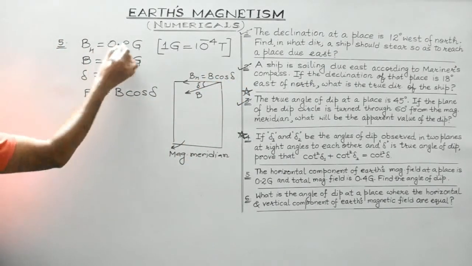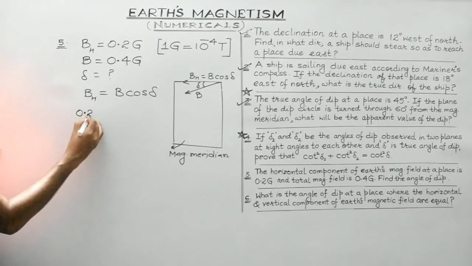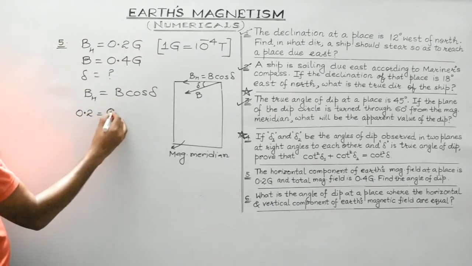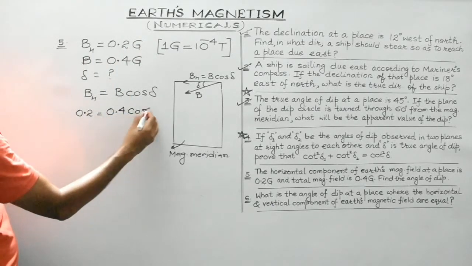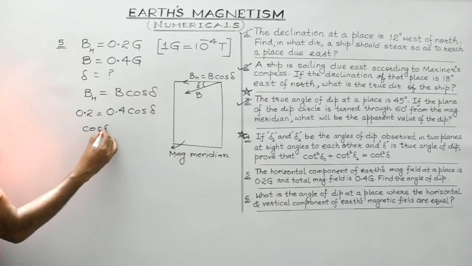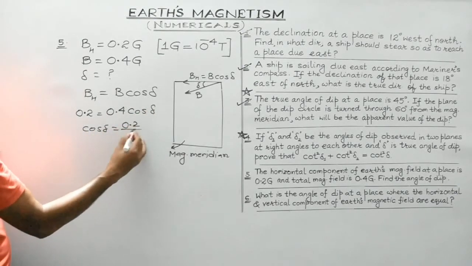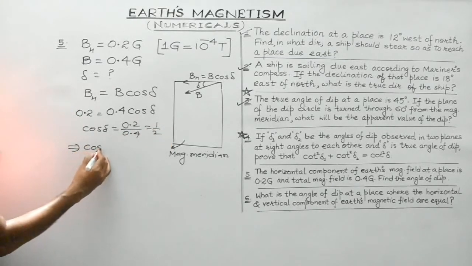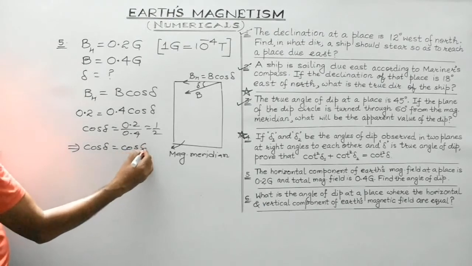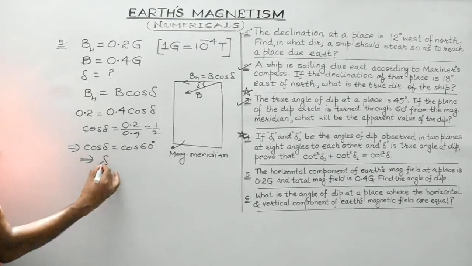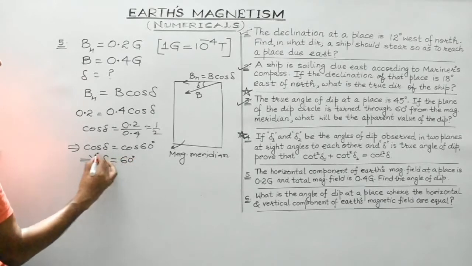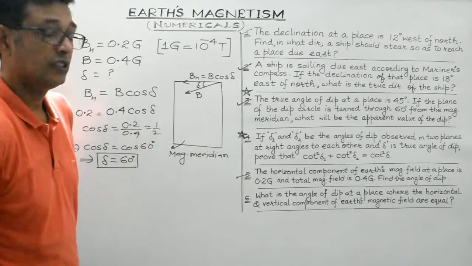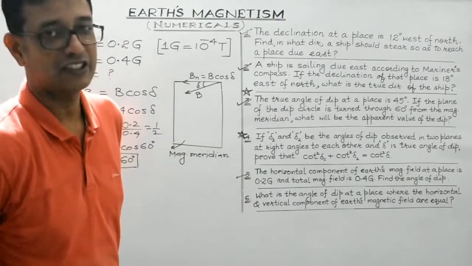Now let's substitute the value. BH is 0.2 Gauss. No need to change the units because both are of the same units. So it is 0.4 cos δ. Therefore, cos δ will be equal to 0.2 divided by 0.4, which is equal to half. This implies that cos δ is equal to cos 60 degree, which implies that the angle of dip must be 60 degree. So this is the answer, students. The angle of dip at the place is 60 degree.